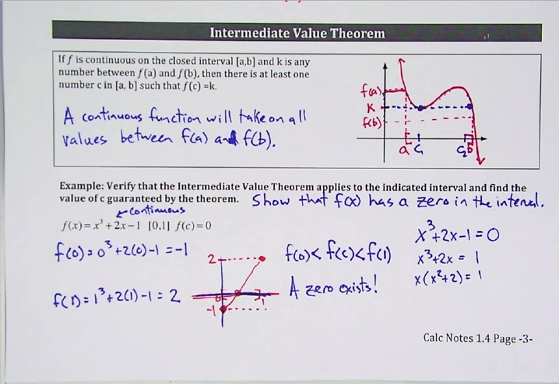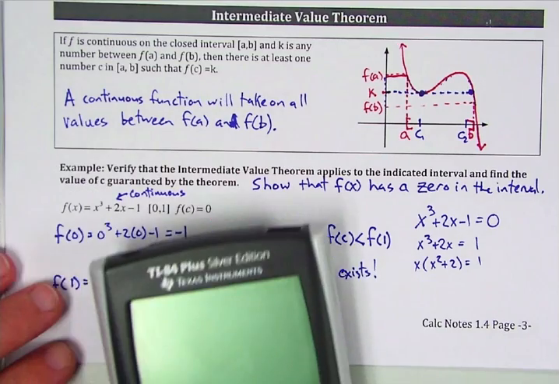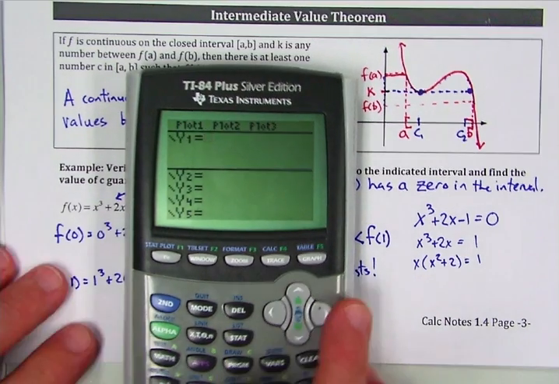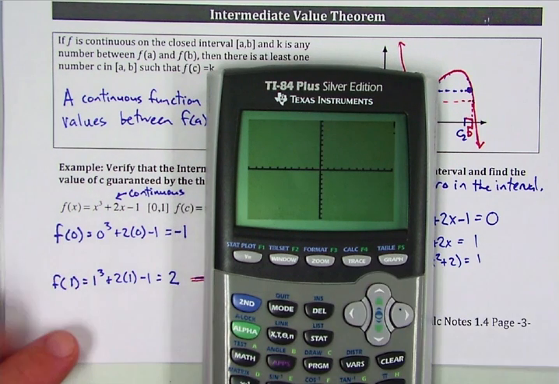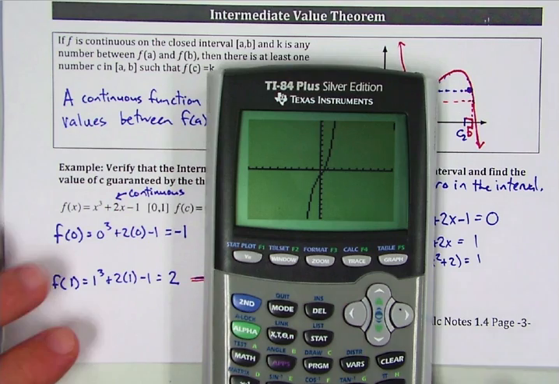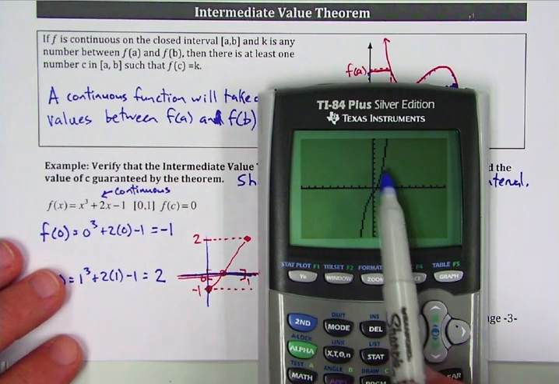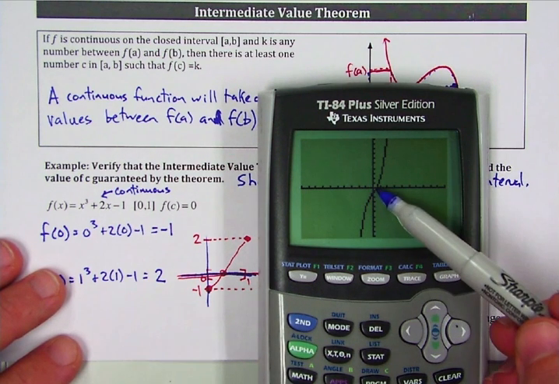So since it's asking us to find it, we can use our calculator to find that 0. Okay, so go ahead and take out your calculators. And we want to put in the function x cubed plus 2x minus 1. I'm going to go ahead and hit graph. And you can kind of see we got kind of close. And you can see between 0 and 1 that it is continuous right there, and it does cross the x-axis.